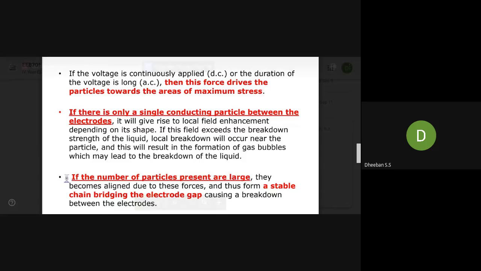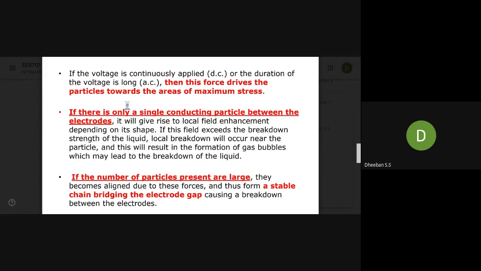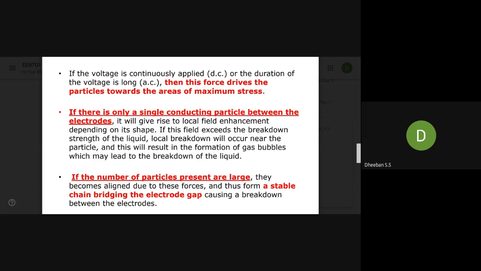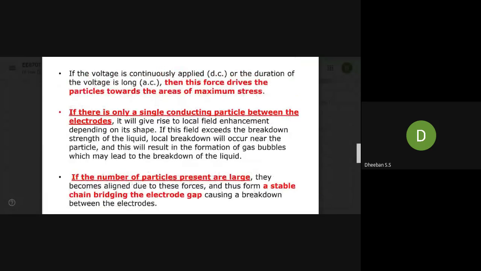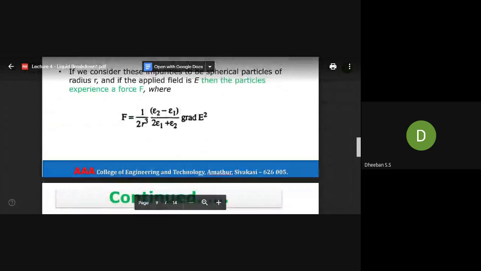If there is only a single conducting particle between the electrodes, then what happens? It will give rise to local field enhancement depending on its shape. If this field exceeds the breakdown strength of the liquid, local breakdown will occur. So, in general, you have to have this knowledge. Mainly, the first thing is that their epsilon value will be varying.